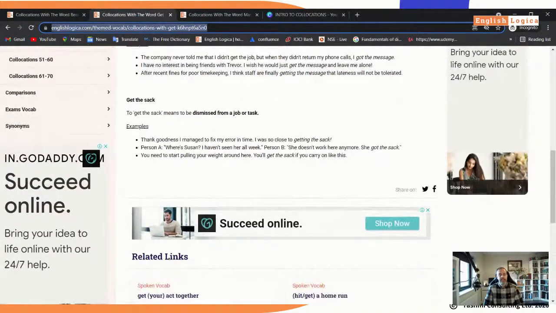Our next collocation with get is get the sack. To get the sack means to be dismissed from a job or task. So to be fired, to be let go, is also another synonym for get the sack. Our examples: thank goodness I managed to fix my error in time. I was so close to getting the sack.